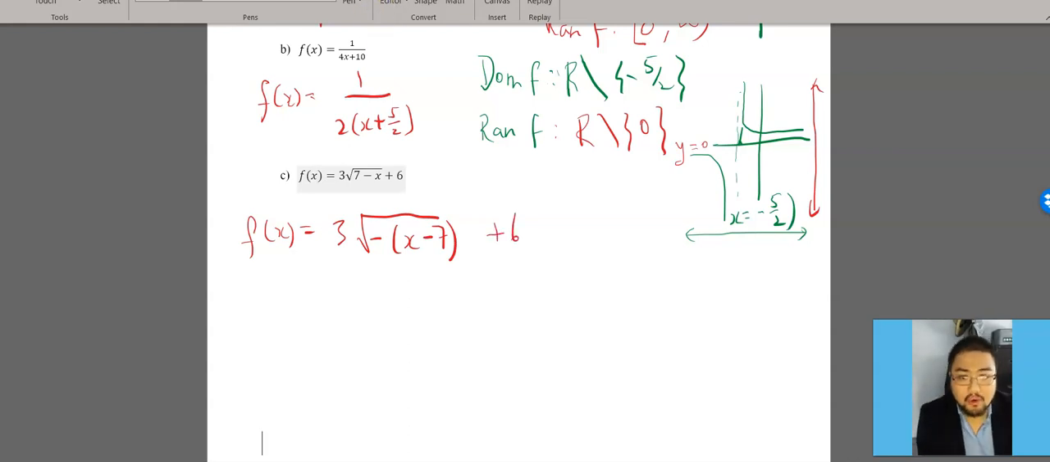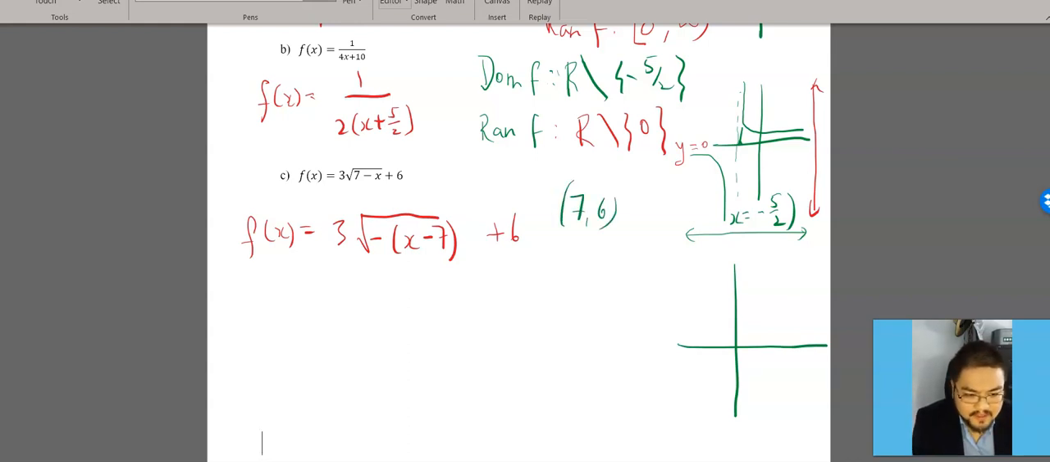So if we draw a quick sketch of this graph, the end point for this would be (7, 6). Now the question is, which way do we reflect this? Since there's a negative here, it's reflected along the y-axis. So the square root graph will actually look like this, and this endpoint here is (7, 6).